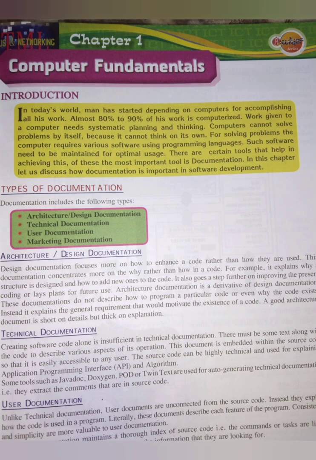But the computer cannot solve the problem by itself because the computer is not able to think on its own. So for solving any problem, it requires some software, with the help of programming languages, and it also needs some tools. The very important tool is called documentation, and in this chapter we are going to discuss what documentation is and how important documentation is in software development.